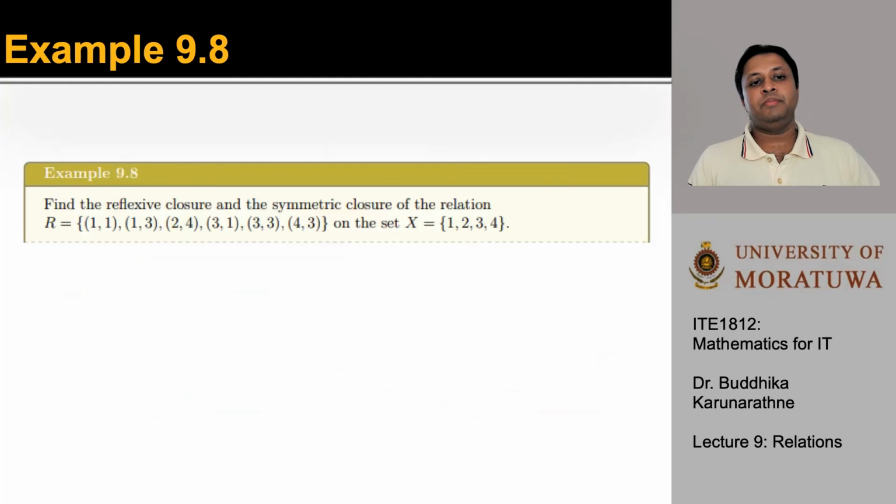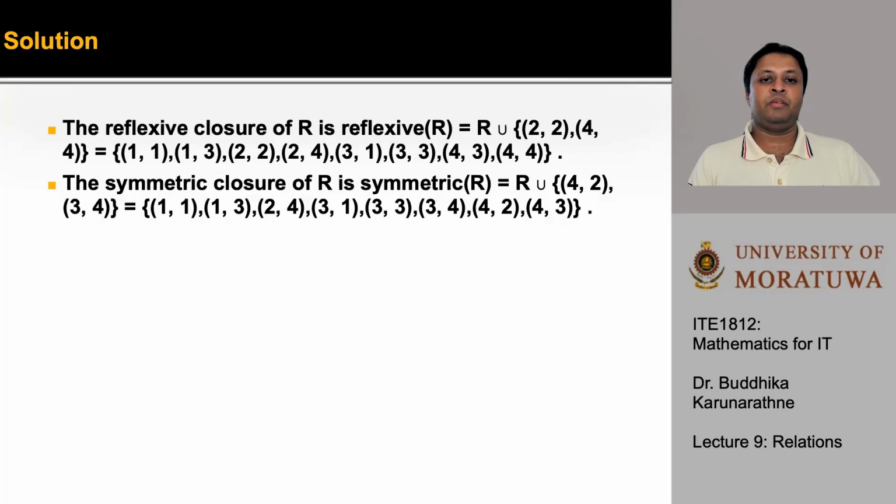So here's an example. Find the reflexive closure and the symmetric closure of the relation. We are given a relation R, which includes the ordered pairs (1,1), (1,3), (2,4), (3,1), (3,3), (4,3) on the set X = {1, 2, 3, 4}. So you need to find the reflexive closure and the symmetric closure.